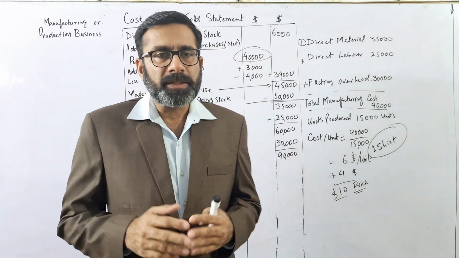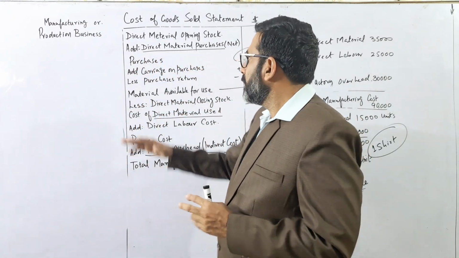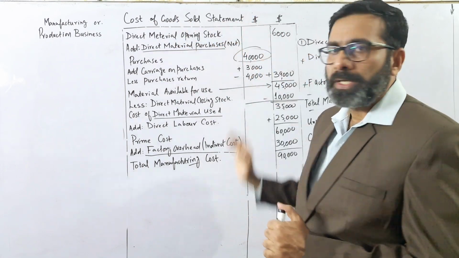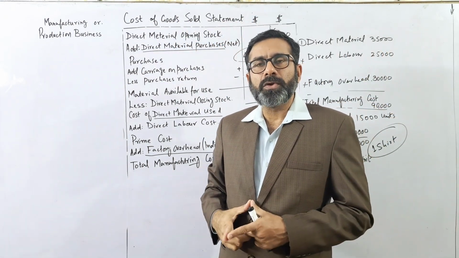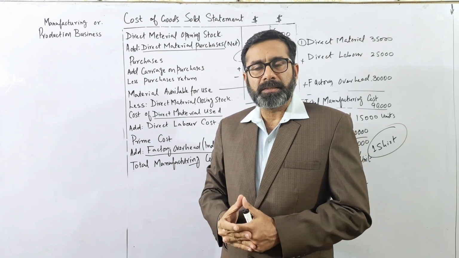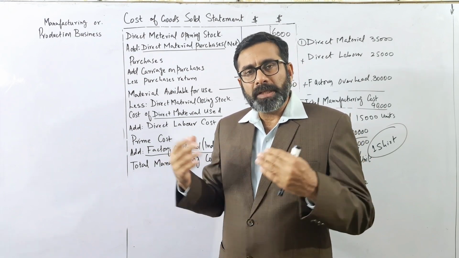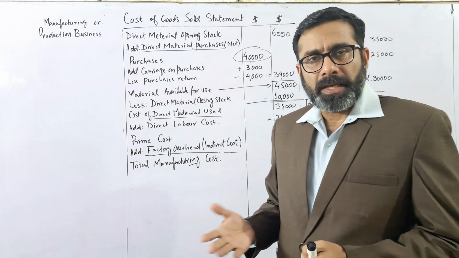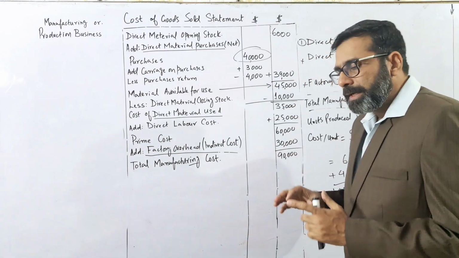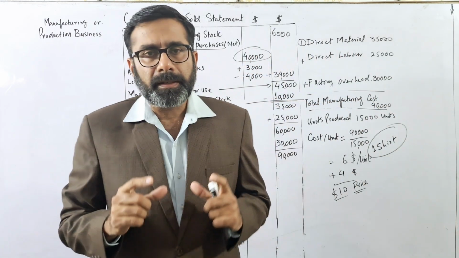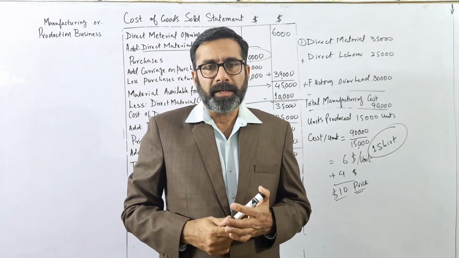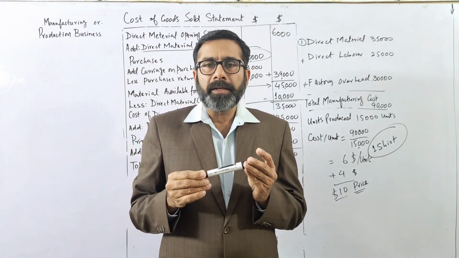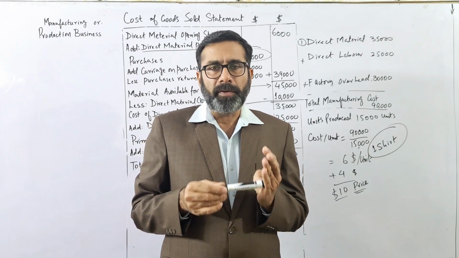Now, in this lecture, we are going to prepare the cost of goods sold statement. Why do we need the cost of goods sold statement? We will discuss that concept also, and how it is calculated. In the basic cost of goods sold statement, we have three main cost elements: the direct material, direct labor and factory overhead.